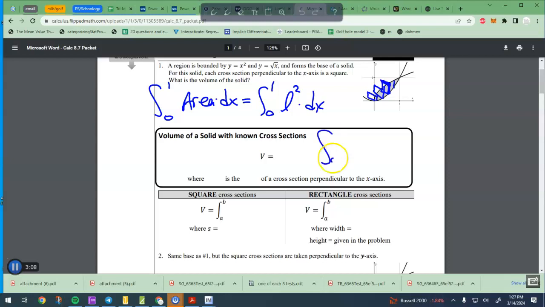So your integral will be from 0 to 1 of the length of the side squared. But the length of the side is just top minus bottom. So it's going to be square root of x minus x squared. So take a second, process that. Let me know if there's any questions on what I'm doing. We'll do a few more.